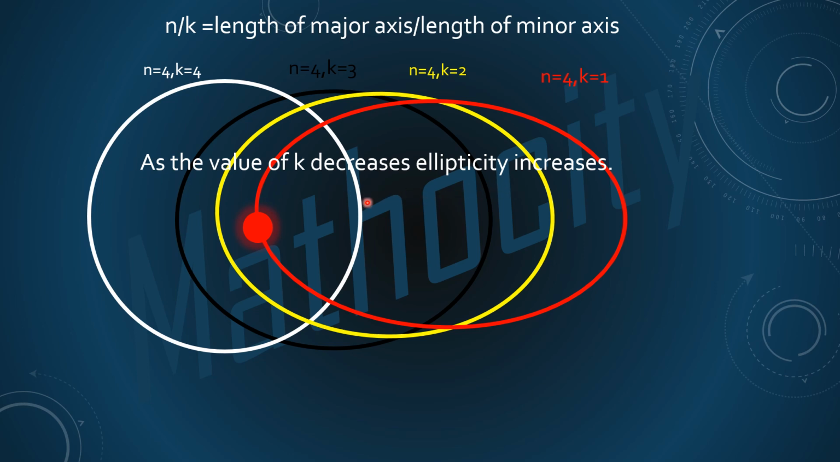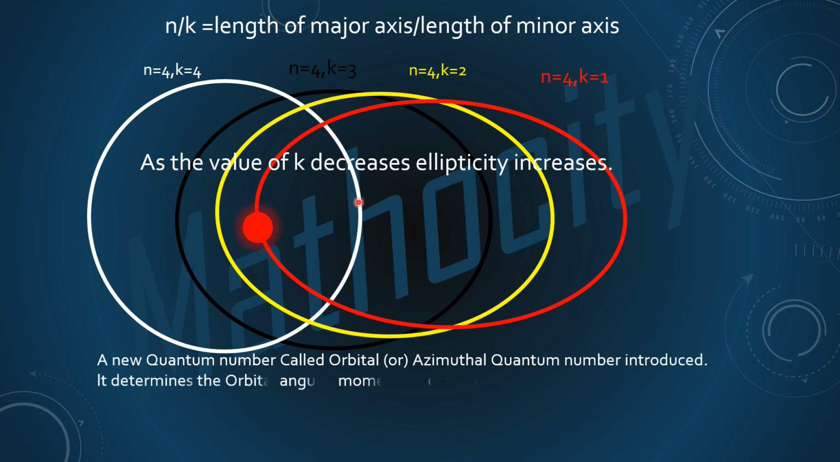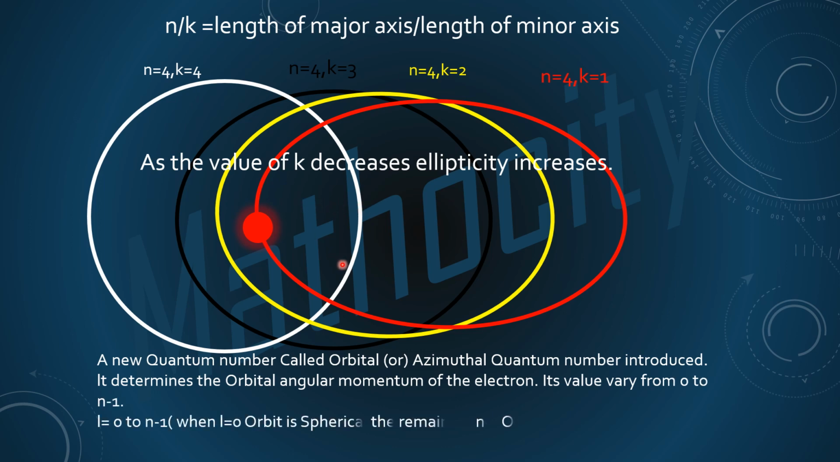As I told you earlier, k is nothing but the azimuthal quantum number. Later, it was modified as l. Experimental values proved that k also takes the value 0. So now the modified value of l is 0 to n minus 1. Sommerfeld introduced a new quantum number called the orbital or azimuthal quantum number. It determines the orbital angular momentum of the electron. Its value varies from 0 to n minus 1.